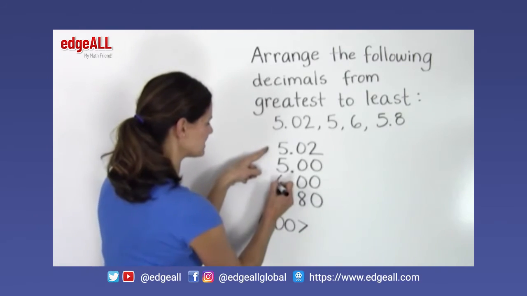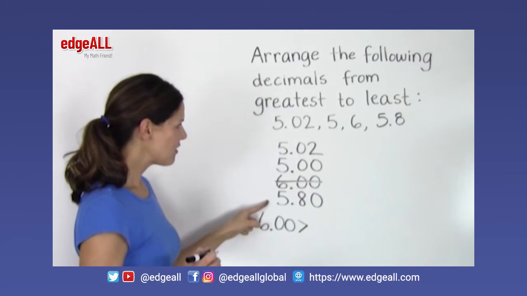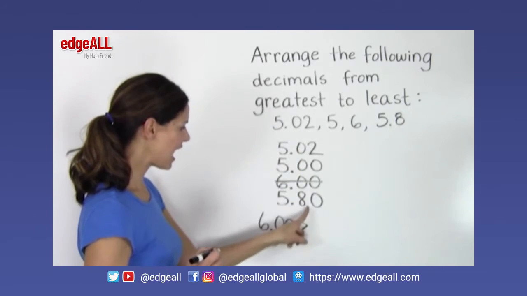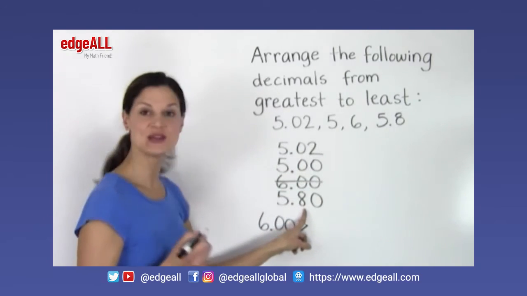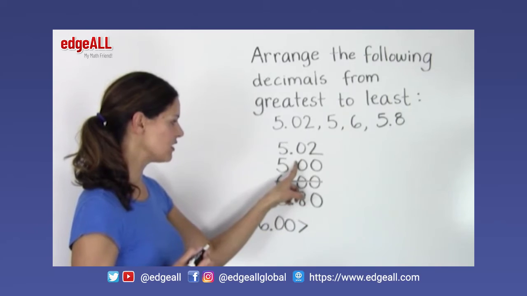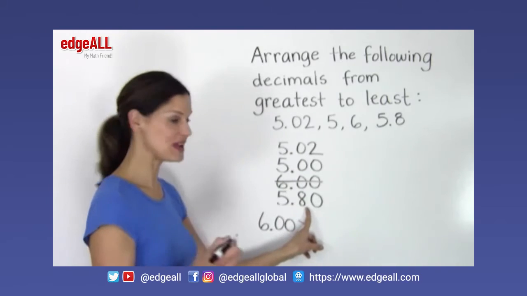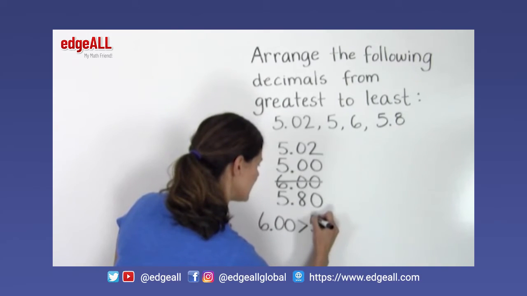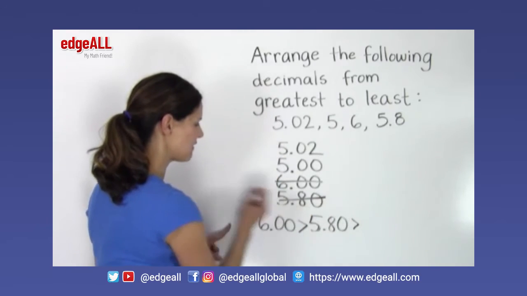So I can cross this one off. We've got that one. Now we can just look at these 3. Of the remaining numbers, we have a 5.8 here. This 5.8 has the largest number in the tenths place, and so it is going to be my next largest number. Because 8 is greater than 0 and greater than the 0 here, I know that this 5.8 is bigger than these two 5s. So my next in the descending order is 5.8. Okay, so I can cross that one off.